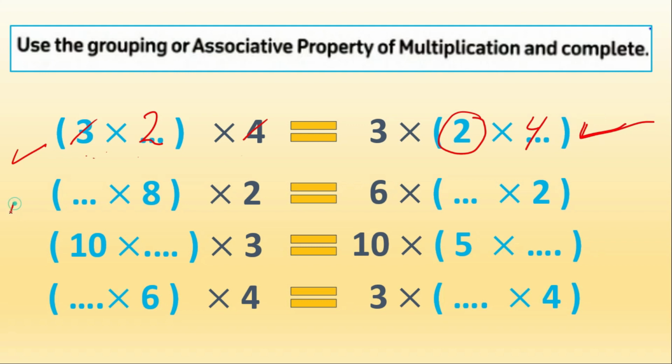Okay, the next one: which number times 8 times 2 equals 6 times which number times 2. So the missing number is 6, and the missing number for the second one is 8. Got it? The next one: 10 times what times 3. 10 and 3, so the missing number will be 5. Got it? And 10 times 5 times 3.